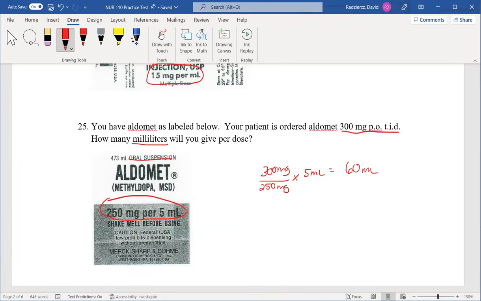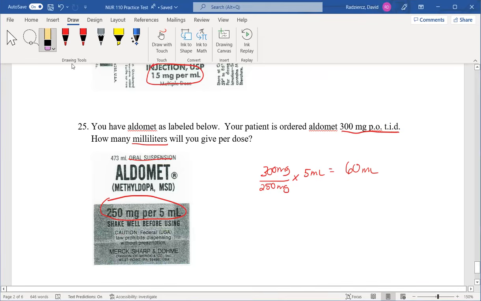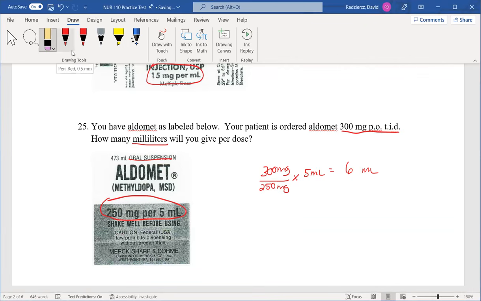Dr. Rad, should that last one be 6 milliliters or 60? Let me just double check. So 300 times 5 is 1500 divided by 250. Oh yeah, you're right. I'm sorry. That's all right. Thank you. That was helpful. I just wanted to make sure. Okay, thanks. Oh, you're good. That's helpful because I made the mistake. So yeah, it's 6 milliliters.